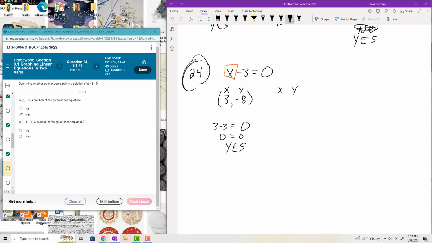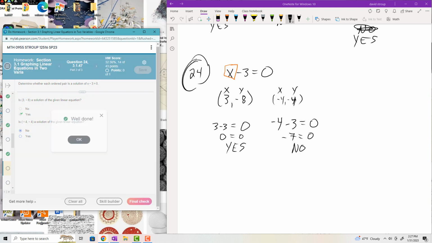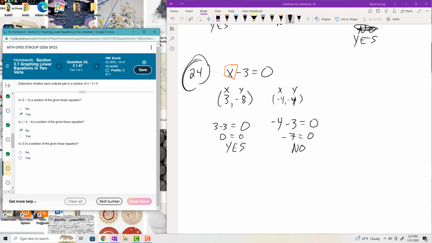That's y. This one is negative 4, negative 4. So again, you're not really going to use that y coordinate. You're just going to plop in the negative 4 for x. And simplify. And that dude does not work. So you'll say no. Then is 3, 0 going to work?